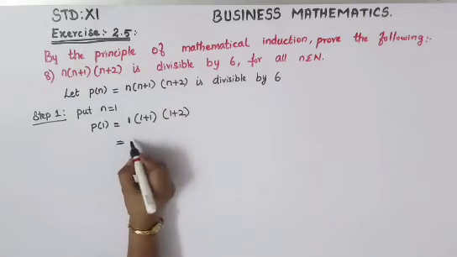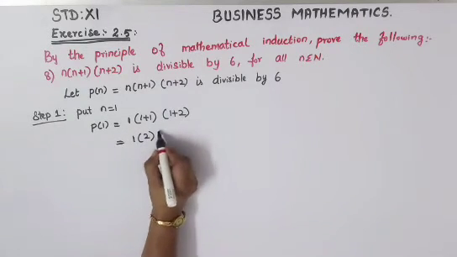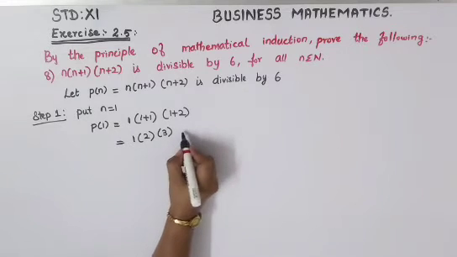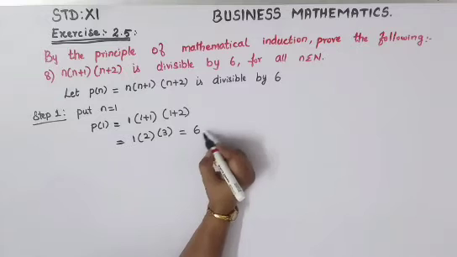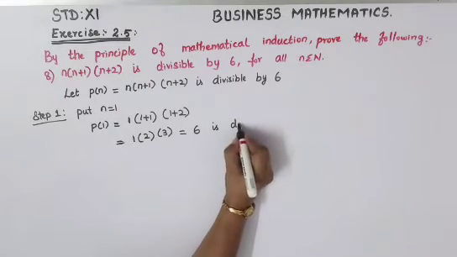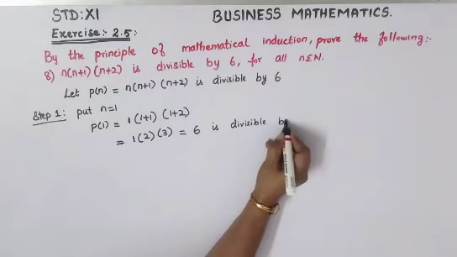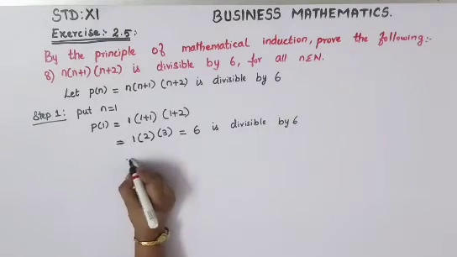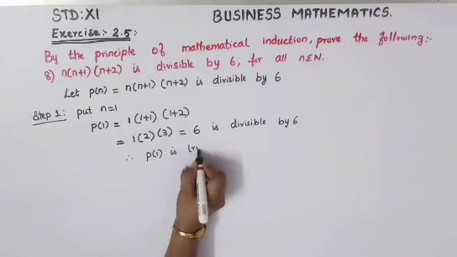Okay, so which is equal to 1 into 1 plus 1 is 2, again 1 plus 2 is 3, so which is equal to 2 3s are 6. Now you can write as which is divisible by 6, because 6 is there, is divisible by 6. Therefore, P of 1 is true.